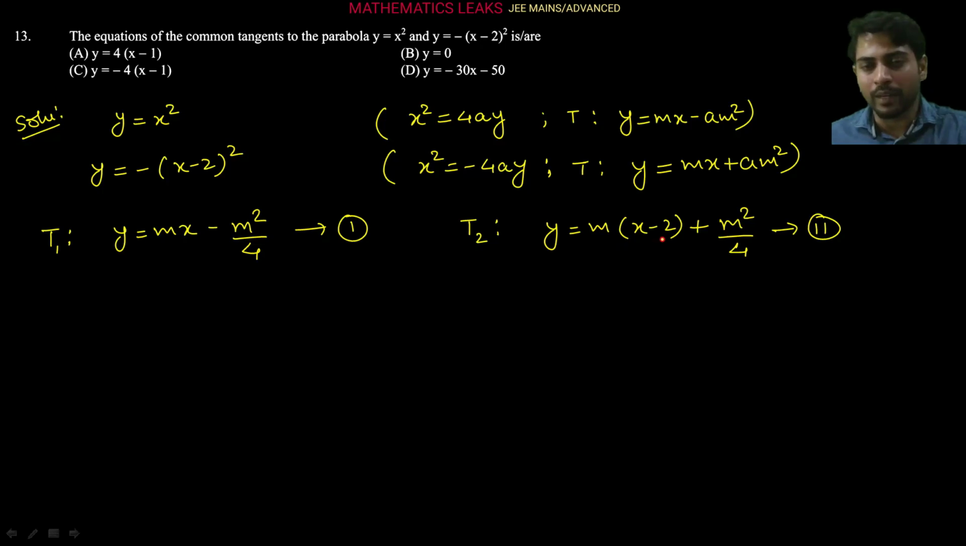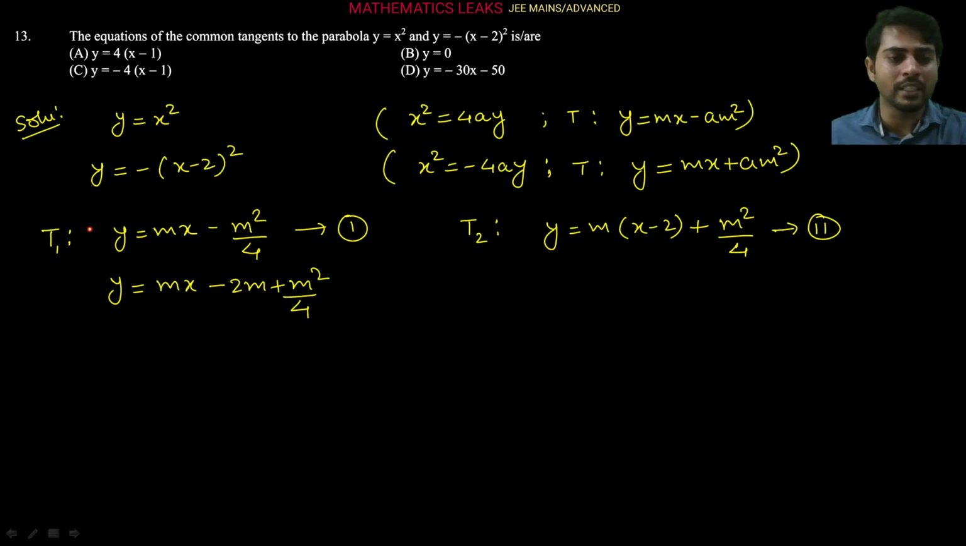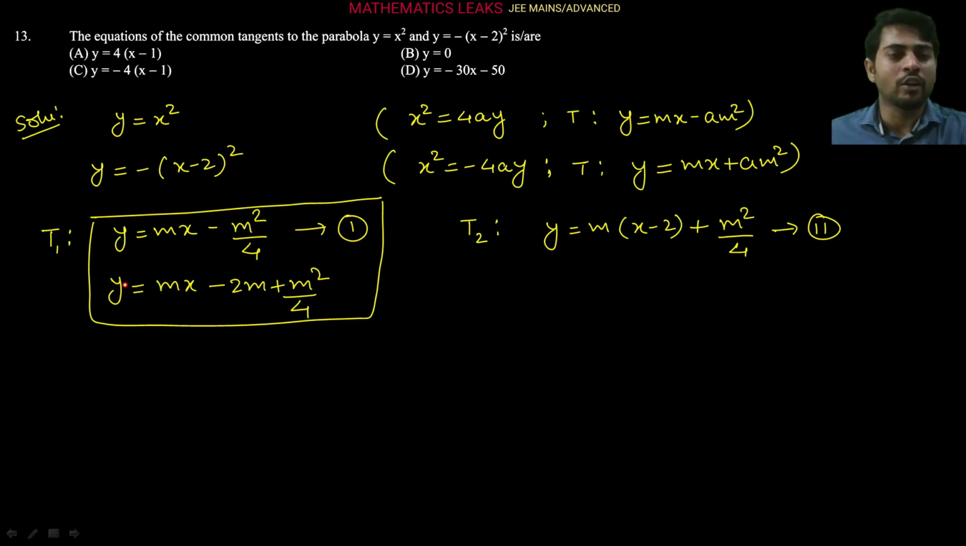On simplification, the second equation is y = mx - 2m + m²/4, right? Since these two equations are identical, because it is a common tangent for both parabolas, by comparison the x coefficients are the same, but the constant terms do not look the same, so they must be equal. Then only it will be a common tangent. So let's equate these two constant terms: -m²/4 = -2m + m²/4.